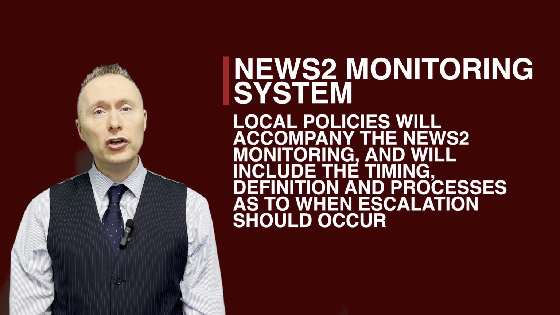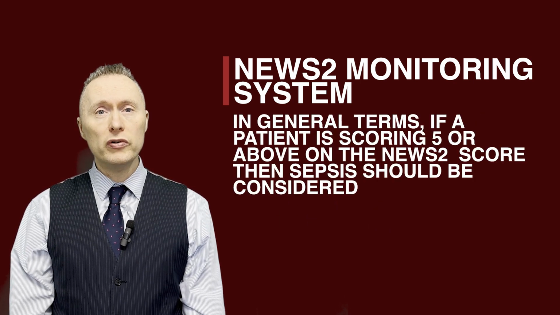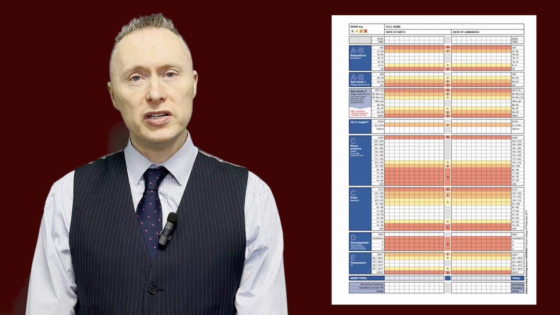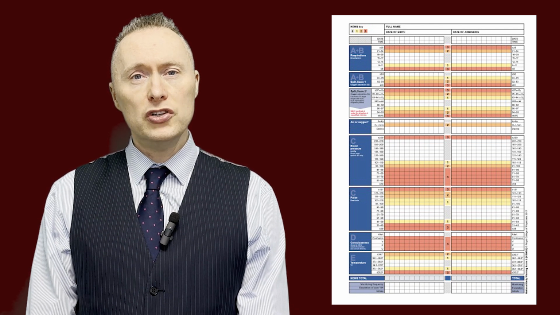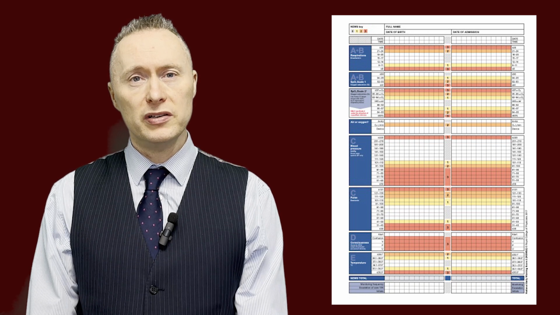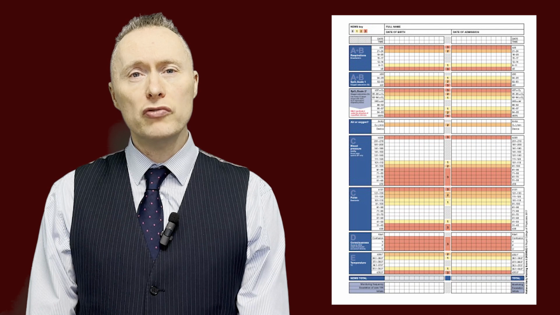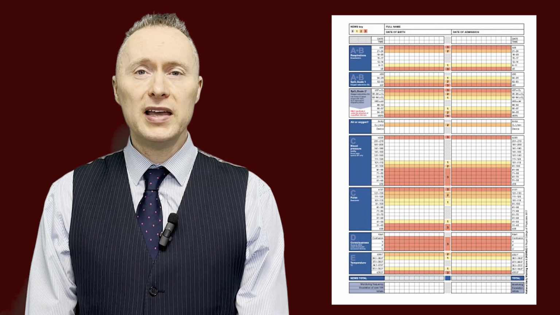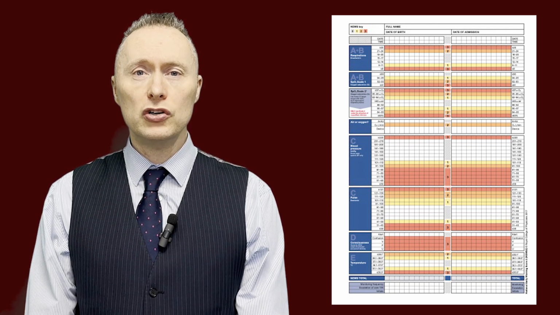Local policies will accompany the NEWS 2 monitoring and will include the timing and definition and processes as to when escalation should occur. In general terms, if a patient is scoring 5 or above on the NEWS score, then sepsis should be considered. Here is an example of a NEWS 2 chart. As you can see, the chart is color-coded as to the points awarded. The chart contains the physiological parameters, and the further the recording drifts away from the normal range within each physiological parameter, points are allocated and summed at the end of the physiological assessment.